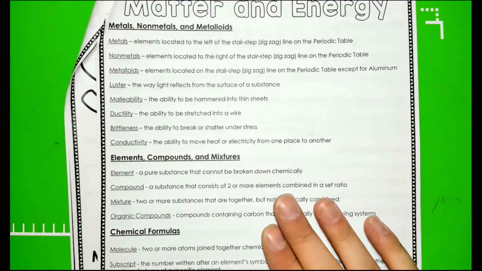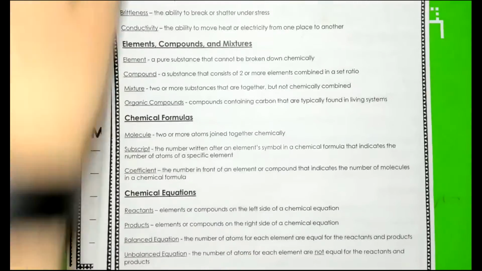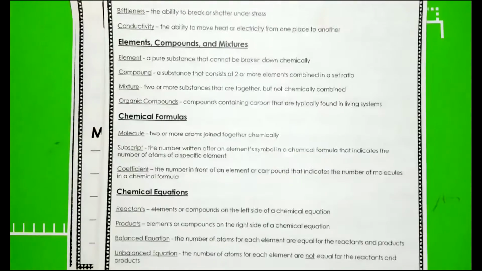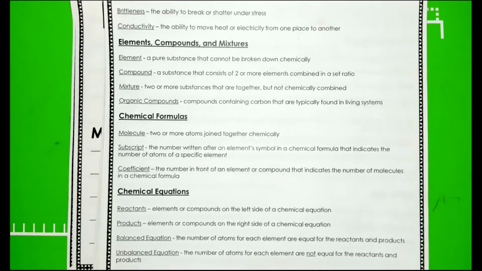Next, we're moving on to elements, compounds, and mixtures. Elements are pure, same as compounds, since compounds are just pure elements put together. A compound is 2 or more elements combined. A mixture is not chemically combined, meaning you can separate it if you needed to.